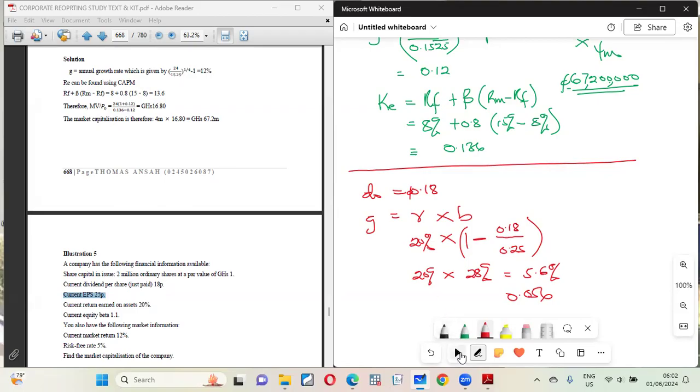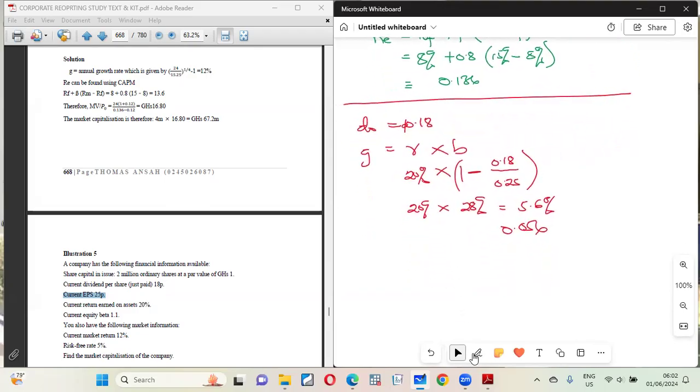Then how do we find KE? We still use our CAPM formula. KE is RF plus beta times the bracket of RM minus RF. What is RF in this question? RF is 5%, right? And beta, we are told, is 1.1. Here we were given the current market return, that is RM, which is 12%, minus the risk-free again, which is 5%. I've told you that the thing in the bracket is called the risk premium or market premium.